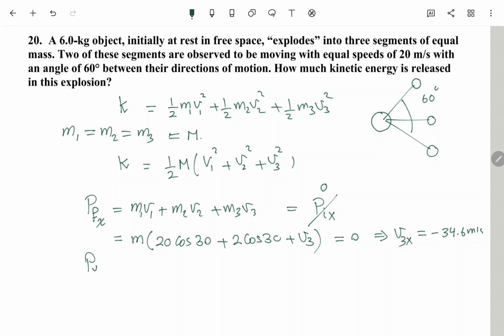Now let's follow the same procedure. P final y equals m times 20 sine 30, the y components, plus 20 sine 30 plus v3y, and this whole thing equals 0. Now the situation here is quite different, because the y component for this one is in the positive direction, while the y component for this one is in the negative.